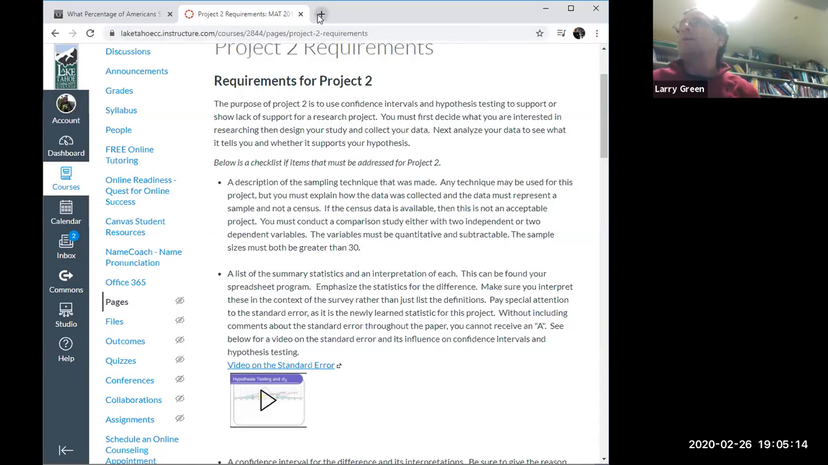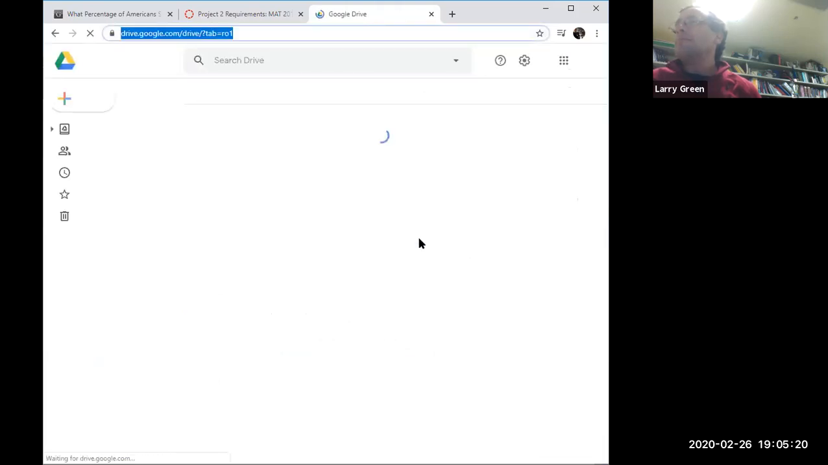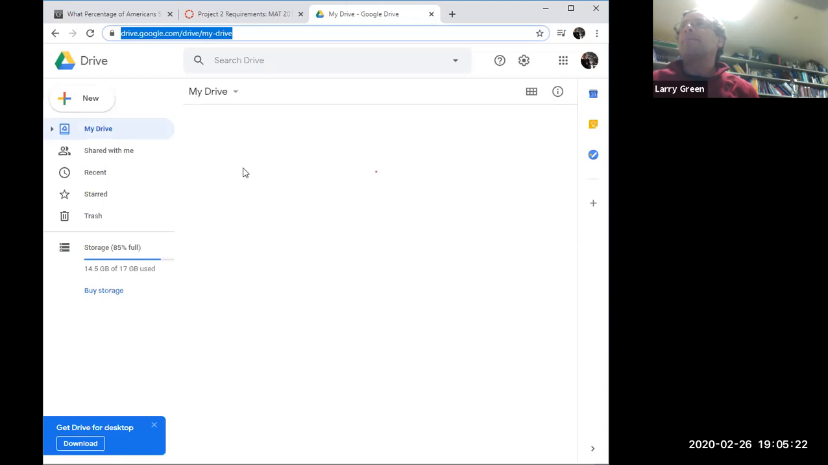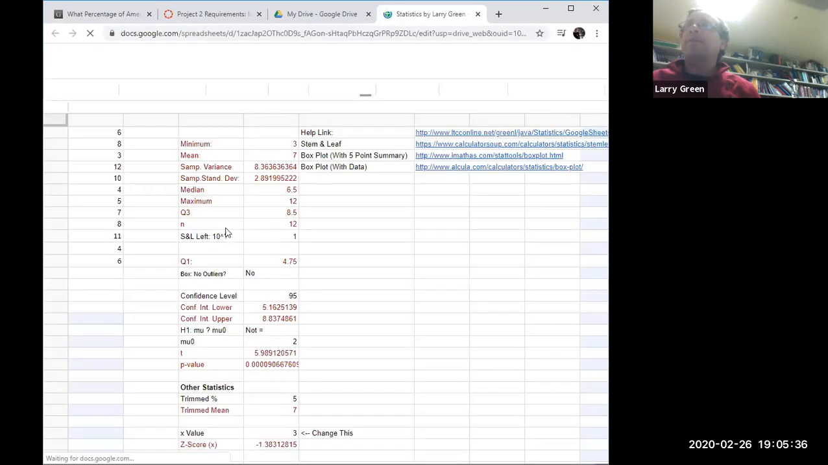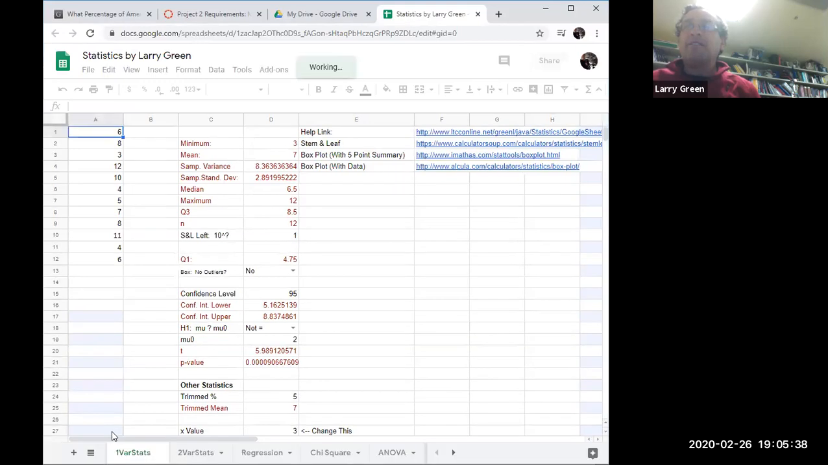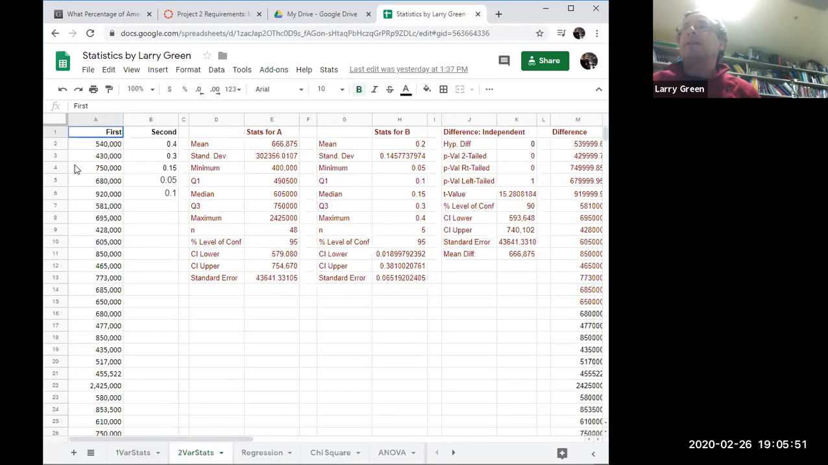What you're going to want to do is use the spreadsheet. I made this for this project, and for other stuff too. It's easy to use the spreadsheet if you go to the 2 VeriStats this time, not 1 VeriStats, 2 VeriStats. Here's data.